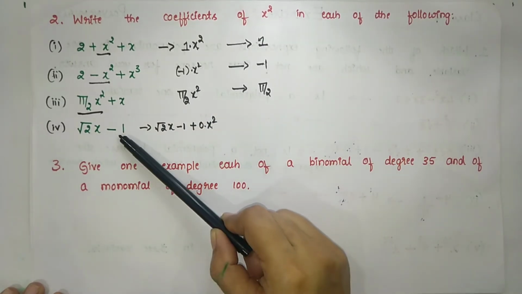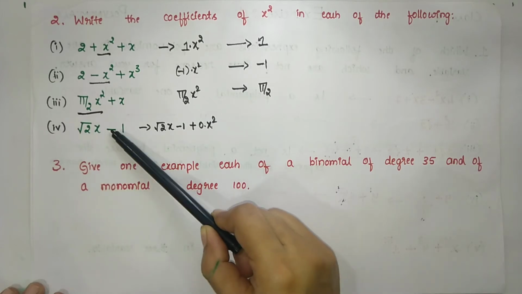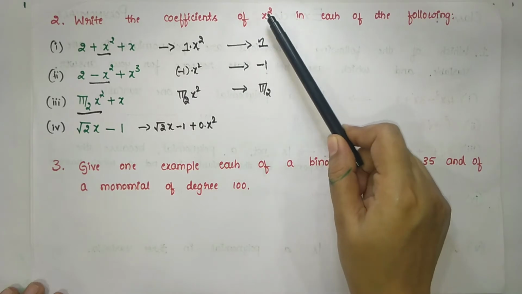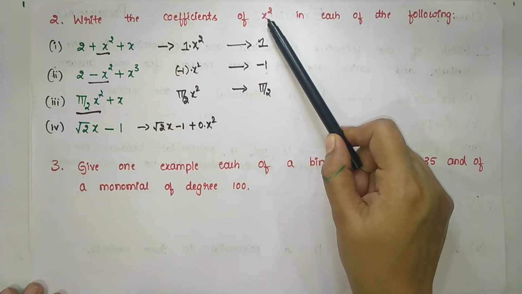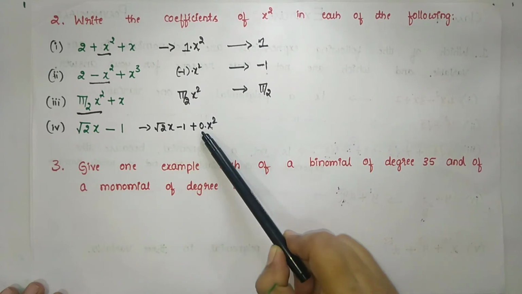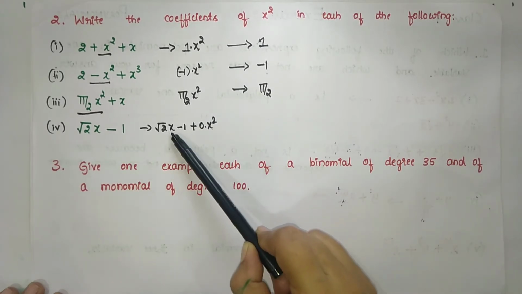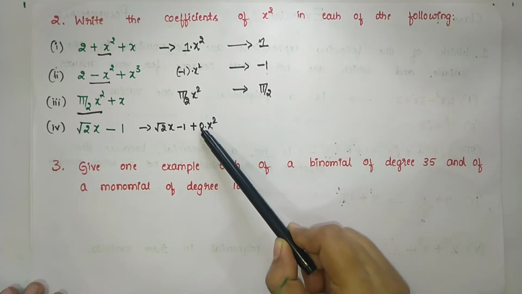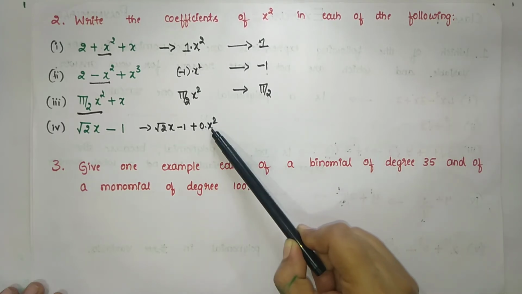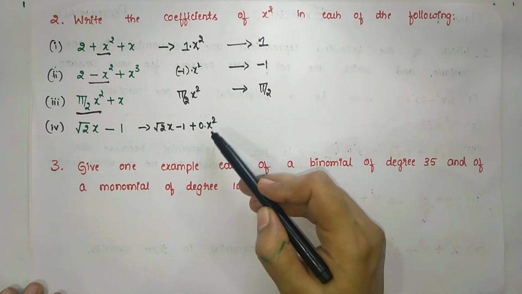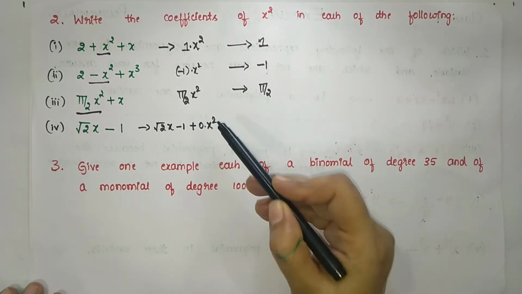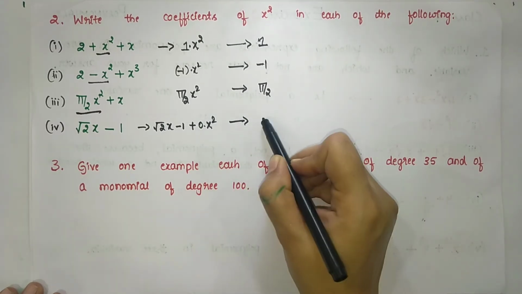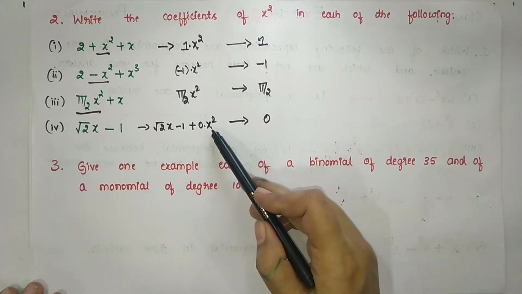And the last question is root 2x minus 1. As you can see, we don't have any term with x square, but we have to write the coefficient of x square. So we can consider this as root 2x minus 1 plus 0 into x square. When you multiply 0 with any term, it is 0 itself. So we should consider that x square is multiplied to the constant 0, and we can write 0 as the coefficient of x square.